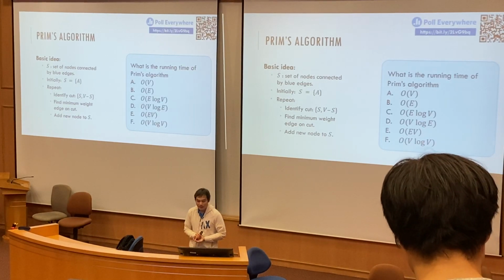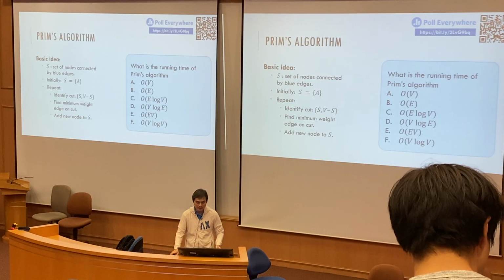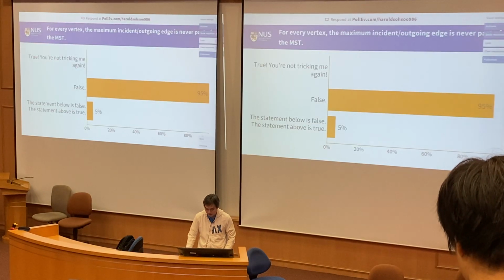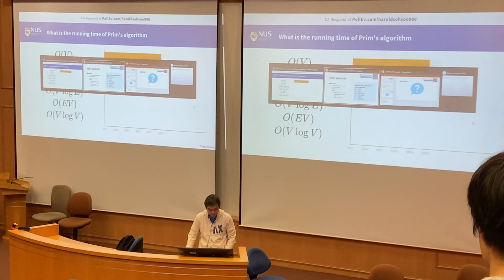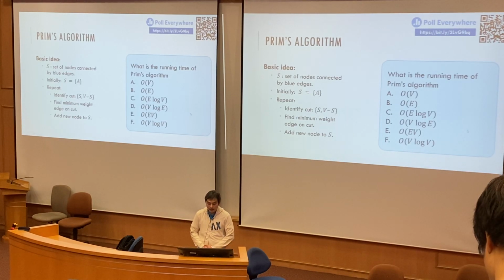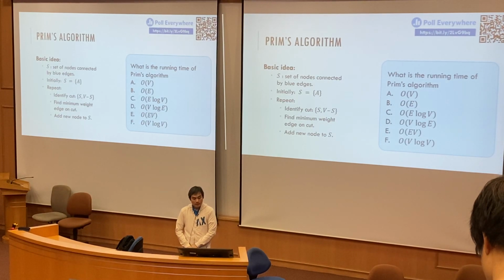So what is the running time of Prim's algorithm? Let's have a look. Put your answer onto the polling system. Here's an exercise in figuring out the running time. The options are O(V), O(E), O(E log V), O(V log E), O(EV), or O(V log V). So try to figure this out.